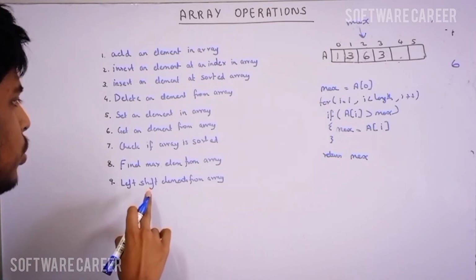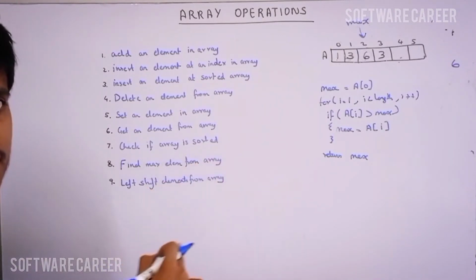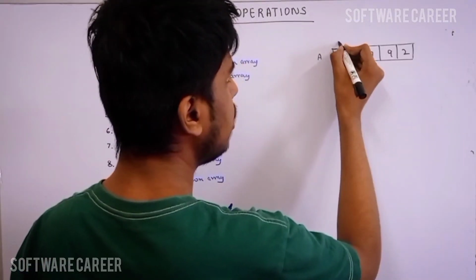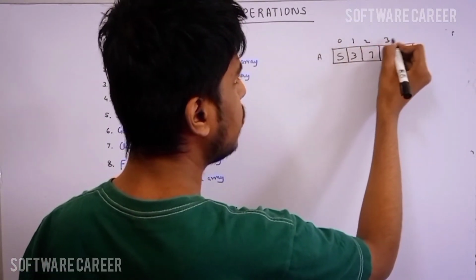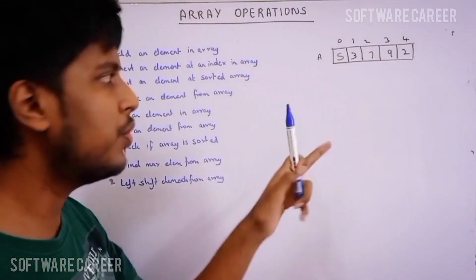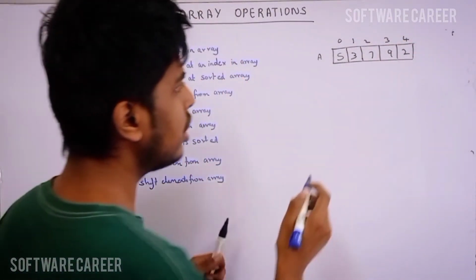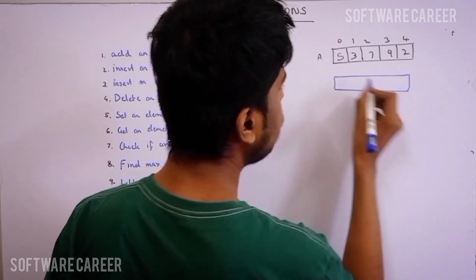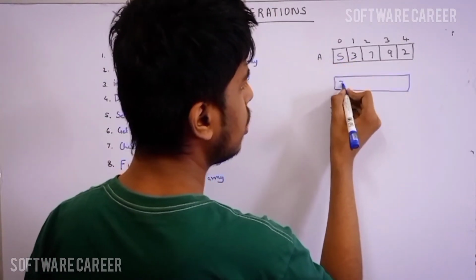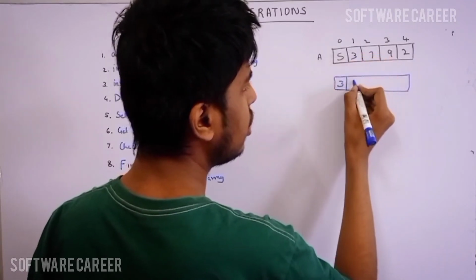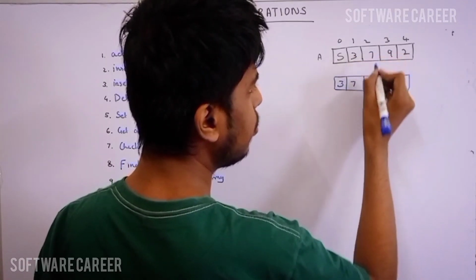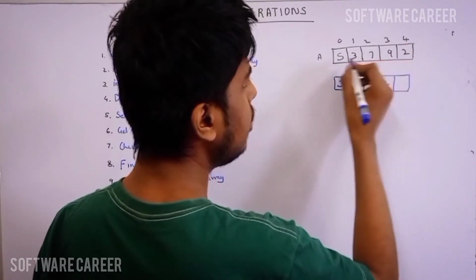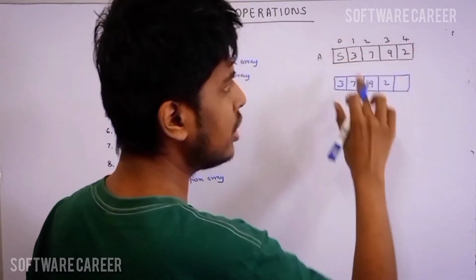Now let's see how to shift elements to the left side. Left shift elements from array. Let's see, these elements are present. Index is 0, 1, 2, 3, 4. Now you should left shift the elements. Left shift means it should return the array like this. See, now this 3 will be moved to here, then 7 will move here, then 9 will move here, then 2 will move here, then this 5 will move towards the last position.